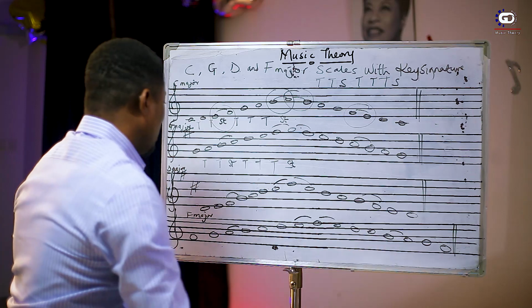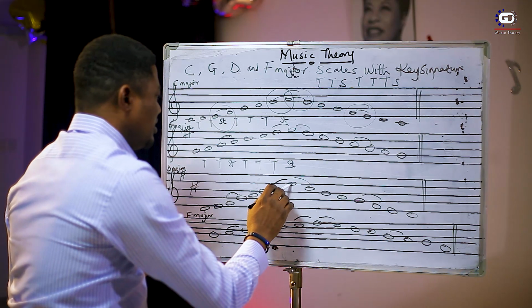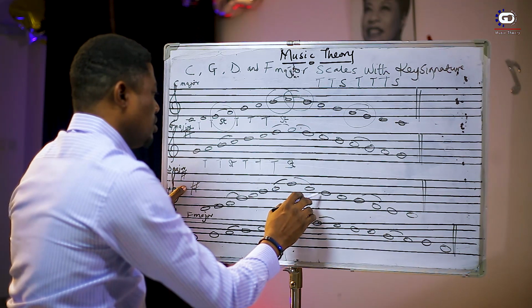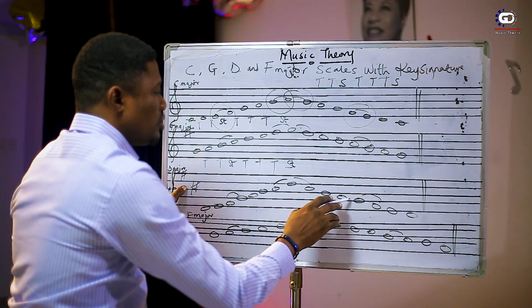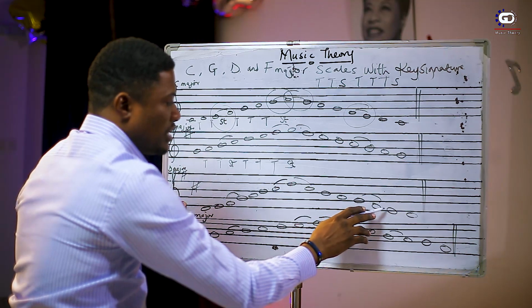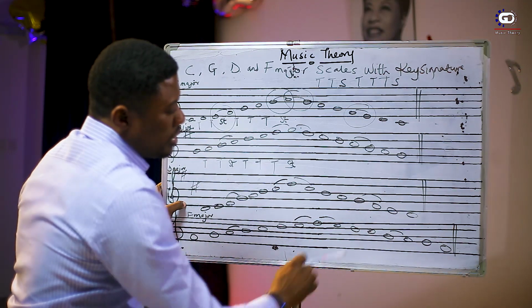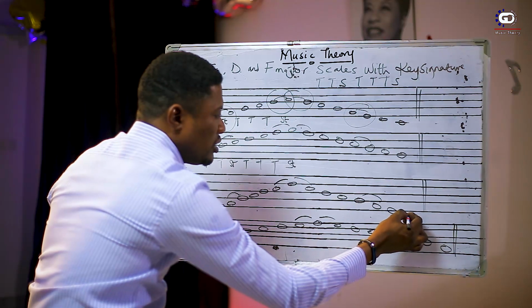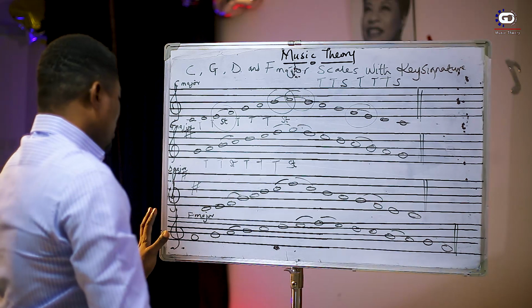Now in descending order as well, same. D to C sharp, semitone. C sharp to B, a tone. B to A, a tone. A to G, a tone. G to F sharp is a semitone. F sharp to E is a tone. E to D, it is a tone, right?